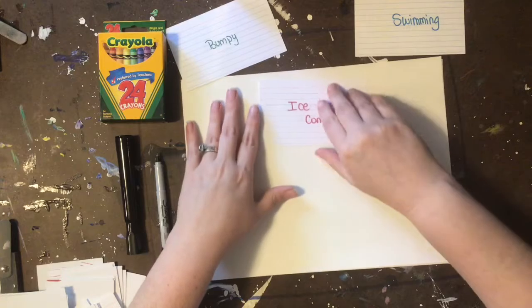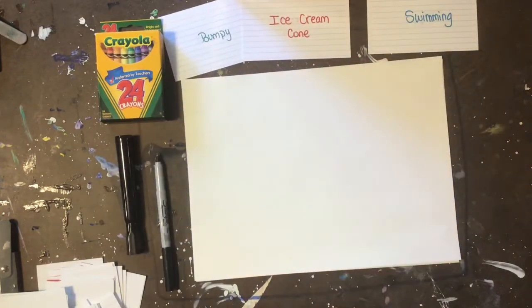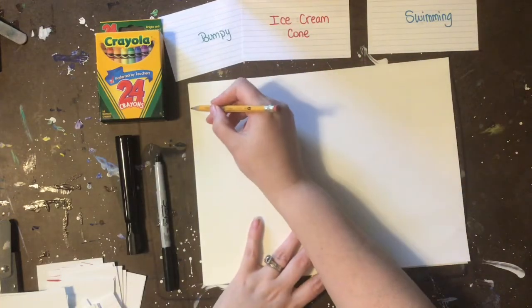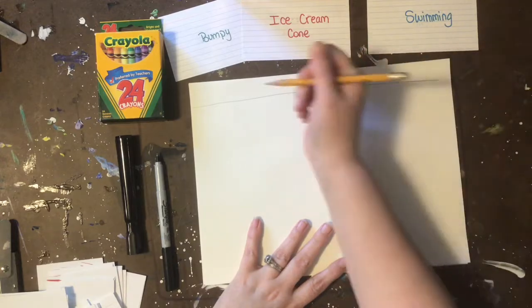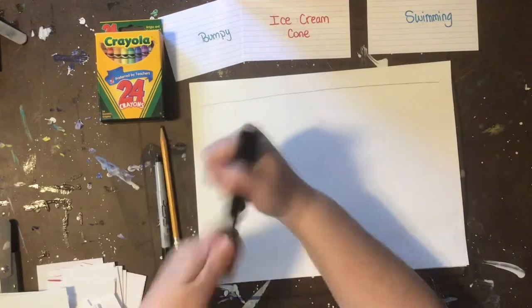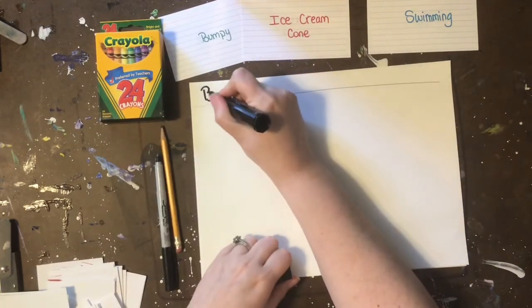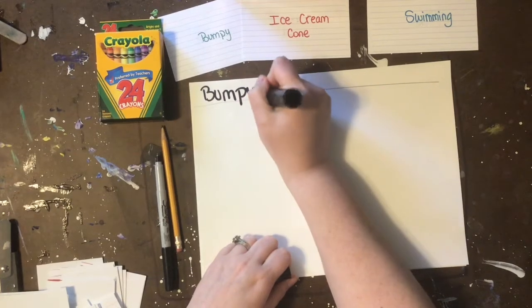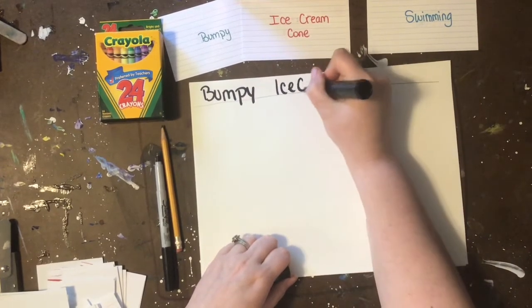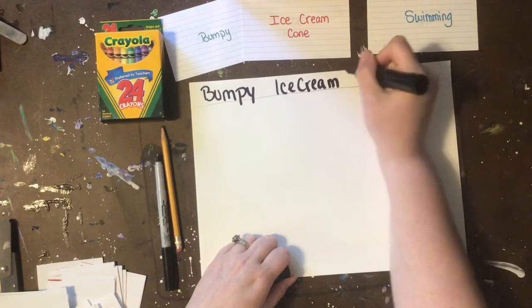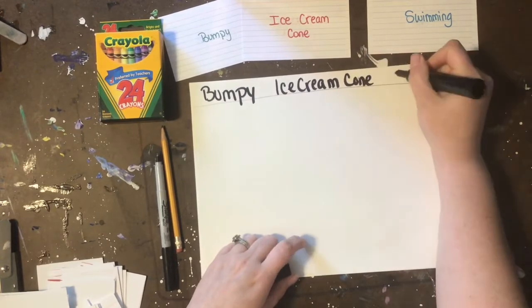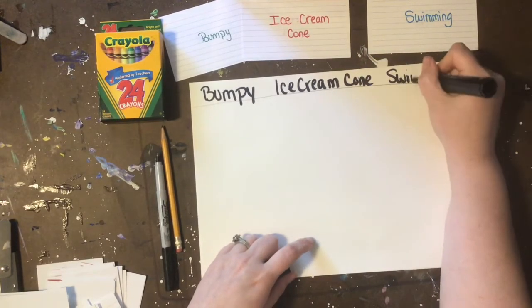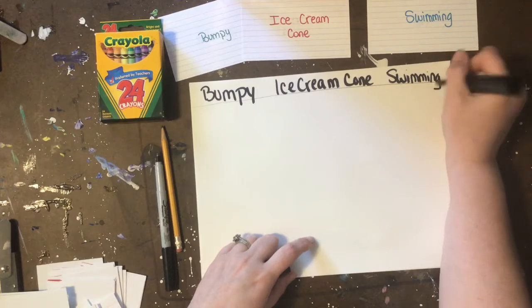So to start my picture, I want to remind myself of what I'm doing. Sometimes I'll draw a line across the top and I'll just write the words of what I have to draw. So I have a bumpy ice cream cone swimming. So this is what my picture is going to be about.